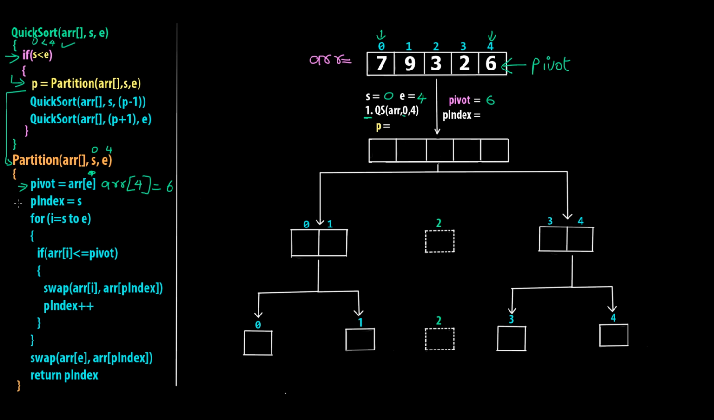So moving ahead, the next thing is we create another variable and we say P index is equal to S. So S over here is 0, right? So P index obviously initially is going to be 0.